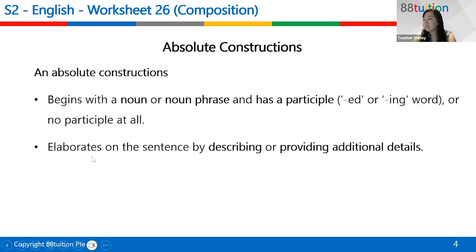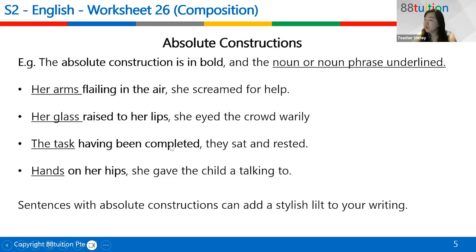Yeah, it elaborates on a sentence by describing or providing some additional details. Okay, I think this one works very well for your descriptive writing or your narrative writing because you just want to give extra details just to interest your readers a little bit. Okay, so for example, the noun phrase is underlined. If you're not clear, maybe I'll just use the highlighter.